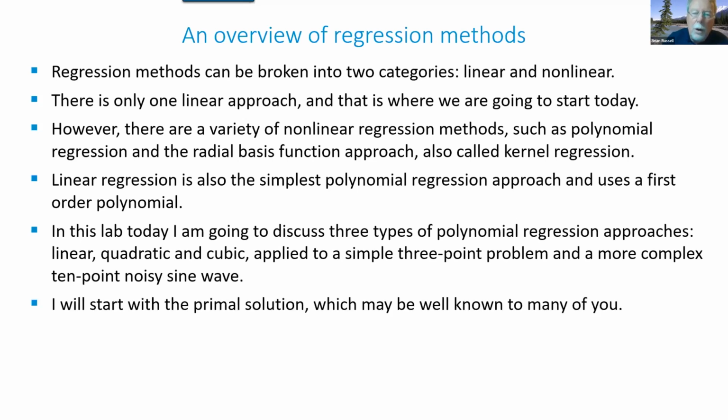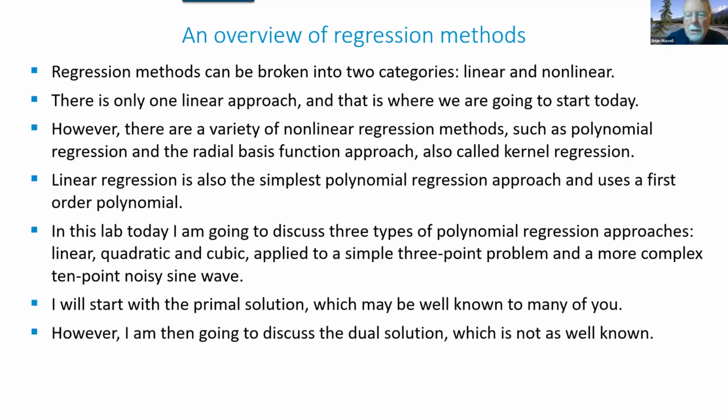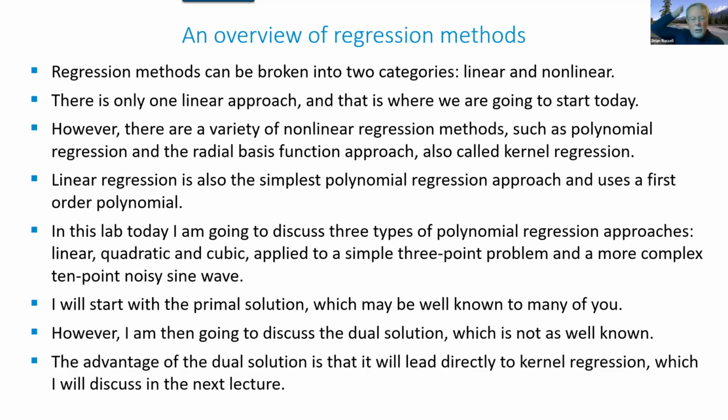And I'm going to start with the primal solution, which a lot of you may be familiar with, and you don't call it the primal solution, you just call it the solution. But then I'm going to discuss the dual solution, which is not as well known. The advantage of the dual solution is it will lead directly to kernel regression, which I'm going to discuss in the next lecture. Initially, when I proposed this to Marcelo, I said I'd do it all in one lecture. I'd do the polynomial part and then directly go to kernel regression.